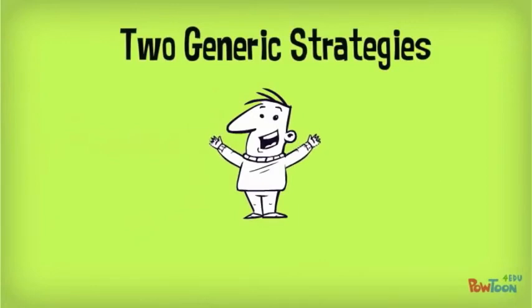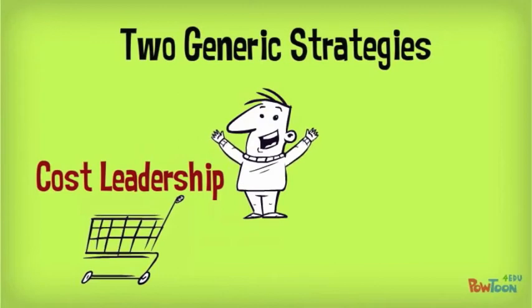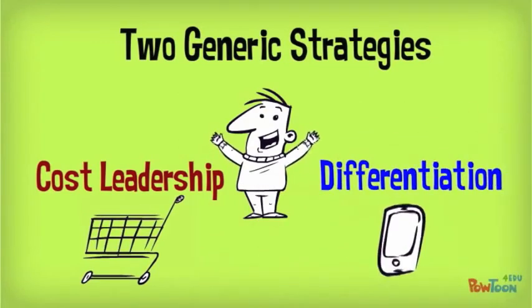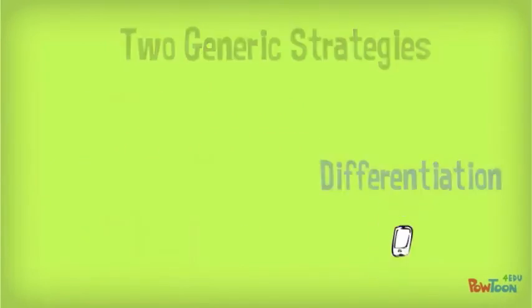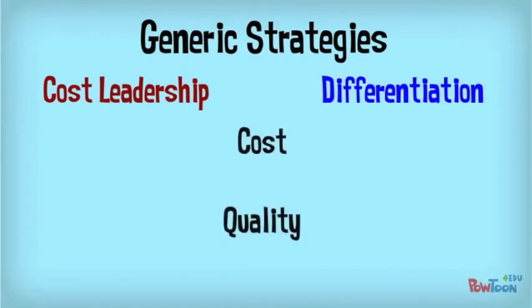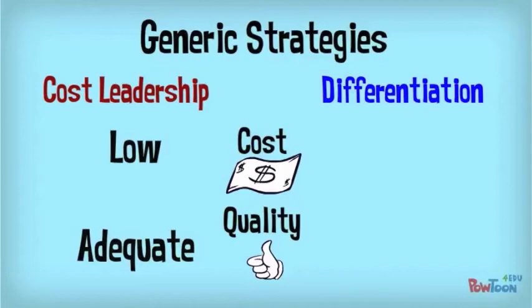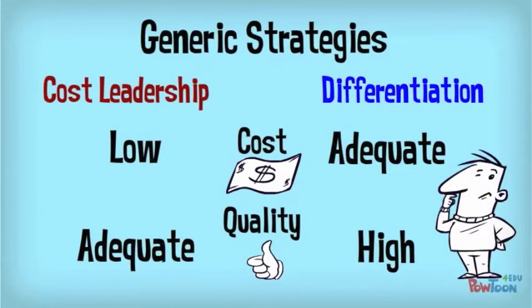There are two generic strategies. Cost leadership is used by low-cost industries like commodities and grocery stores. Differentiation strategies are used by new technology industries like smartphone companies. The two generic strategies are characterized by cost and quality. Cost leadership involves low cost and adequate quality, while a differentiated strategy involves adequate cost and high quality.